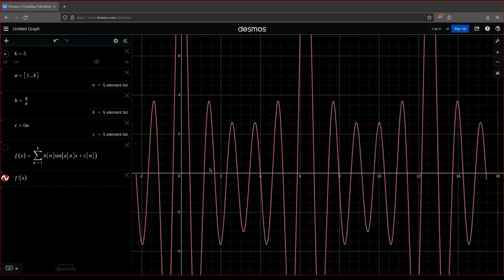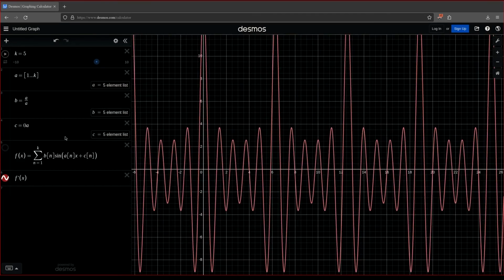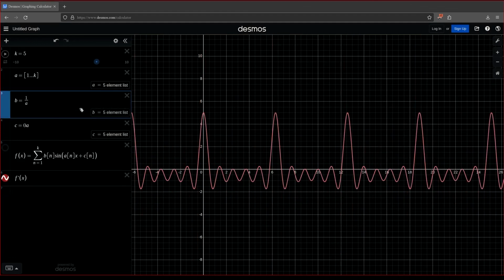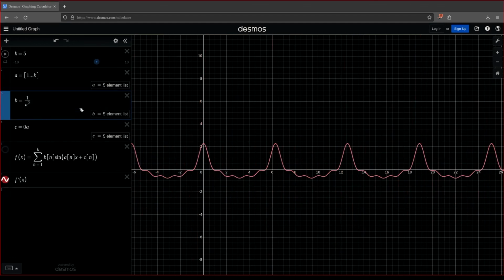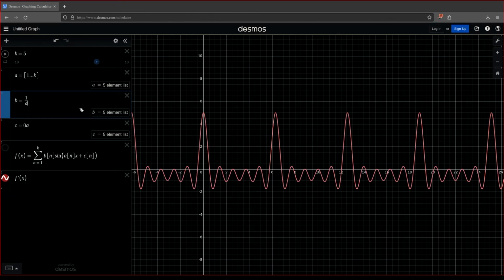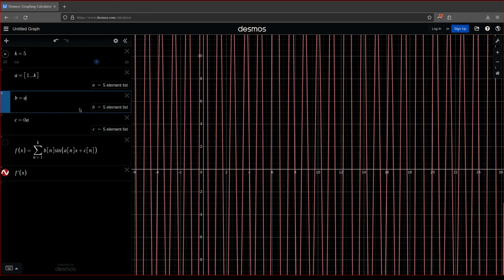The derivative, you'll notice, looks pretty much nothing like that original signal. And it's only when you give it some taper off those amplitudes that it begins to have more of a semblance.